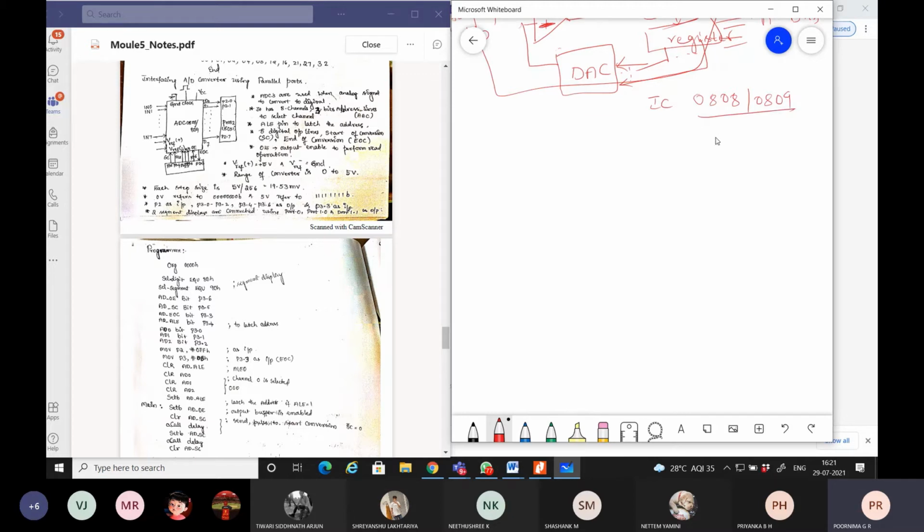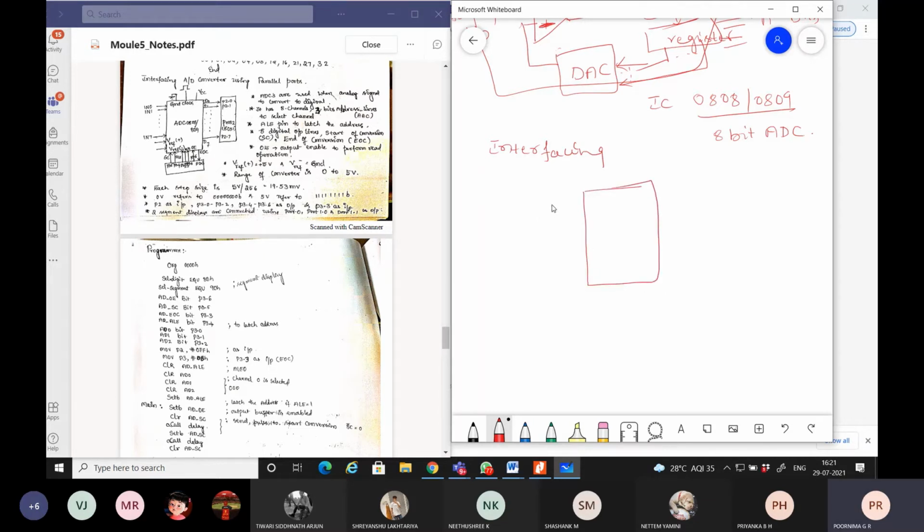Both are 8-bit ADCs only, and they will function by taking an analog input and giving a digital output. Now, how to interface? First, let us see how the 8051 will get interfaced with the 0808.